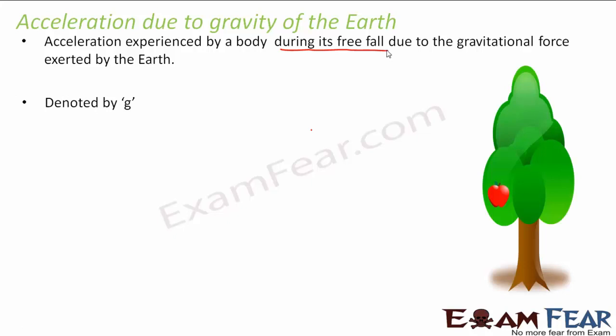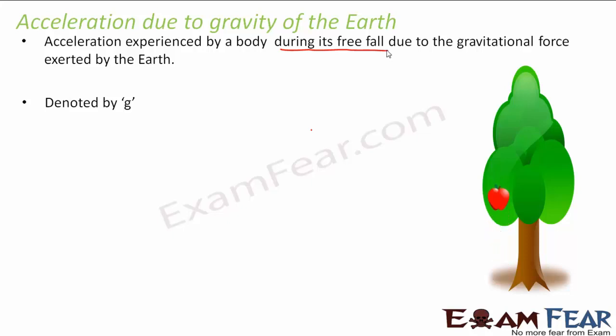It is generally denoted by a small g. Often many people get confused with the two g's. There was a capital G which was the universal gravitational constant, and there is this small g. This small g is acceleration due to gravity. So please do keep them separate. Always write small g for acceleration due to gravity and always write capital G for gravitational constant. These are two different things. They are talking about two different aspects.